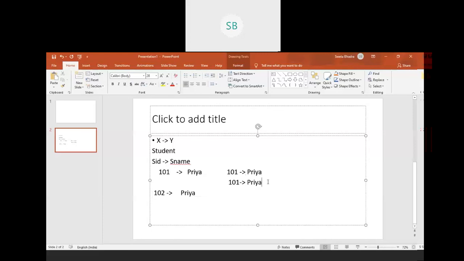Now suppose another case, I'm just modifying it here. Suppose this kind of case: 101 Priya, 101 Akshay. Here you can see the student ID cannot determine the name. So it is an invalid case, because 101 is referring to Priya and 101 is Akshay. The same student ID cannot refer to two names, right? So this is an invalid case.